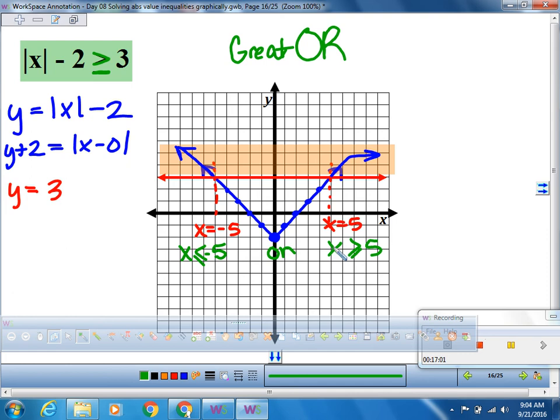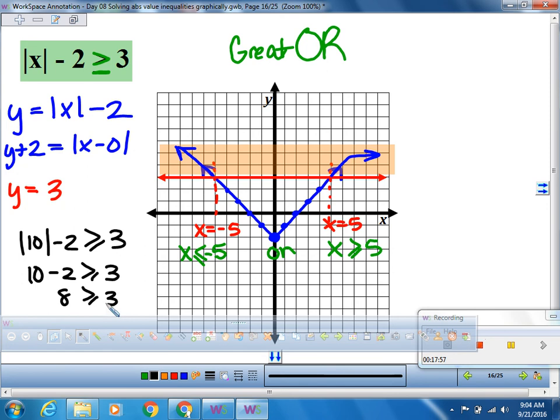And here's the reason. Let's plug it back in. So x could be, let's use 10. Could x be 10? This statement says x could be 10. Let's see. If x was 10, would it work back in the equation? Absolute value of 10 is just 10, minus 2 is greater than or equal to 3. 8. Is 8 greater than or equal to 3? Yes.